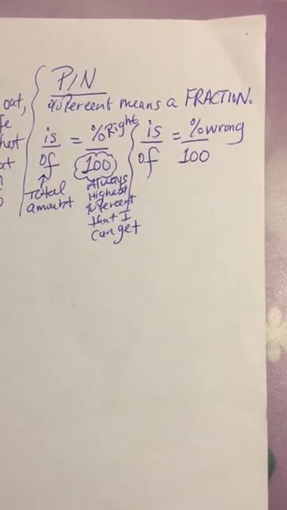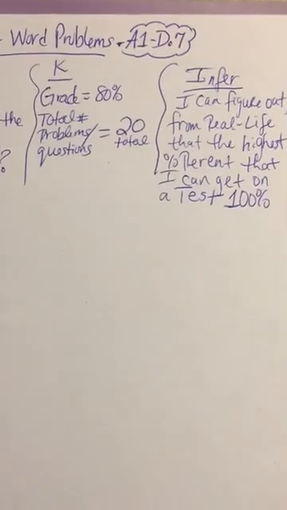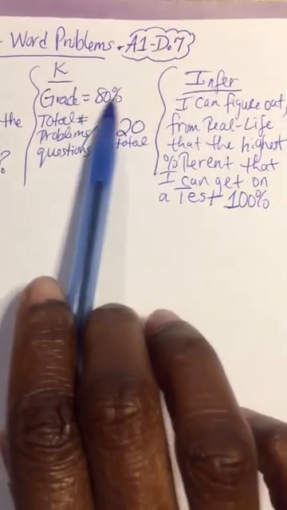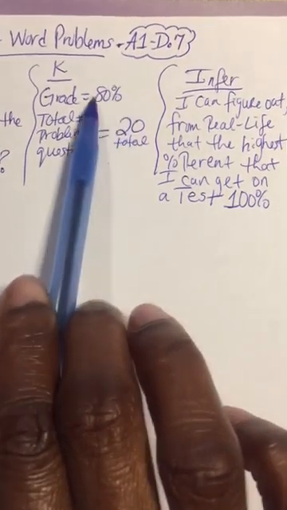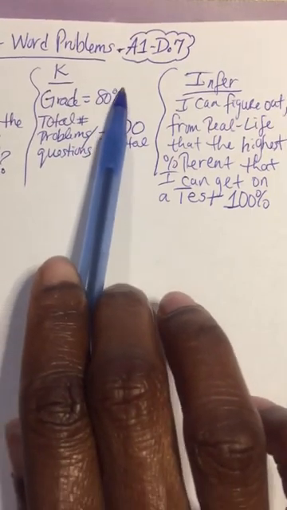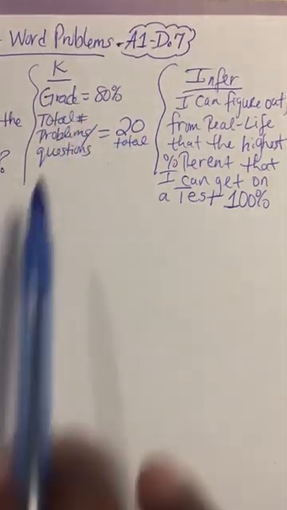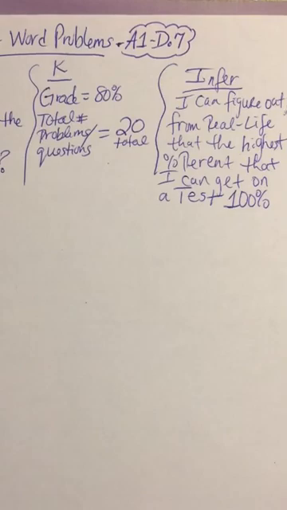Now let's go back and look at the information that we're given. All right, we see that we're given a number 80 that's next to the percent sign. That means that this 80 goes wherever the percent sign is in the proportion. And the 20 goes into the total amount.